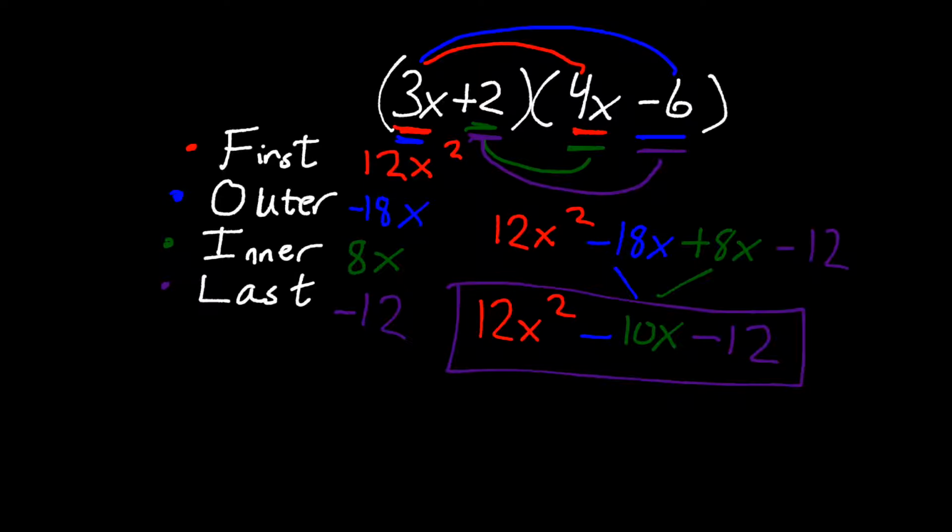Okay, how are you feeling with these? Hopefully the color coding helps it a lot. Keeping the first, outer, inner, and last terms over here helps us stay organized, and we're able to put everything together. But what if we have numbers that are bigger than binomials? Well, let's take a look at one last example and see what we can do.